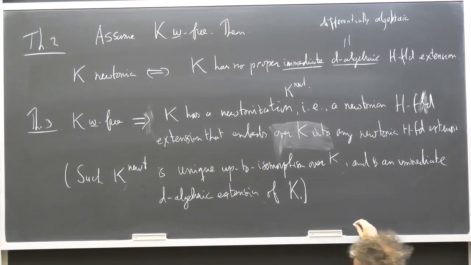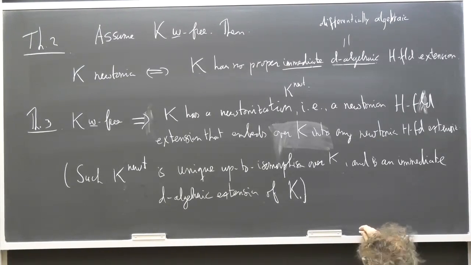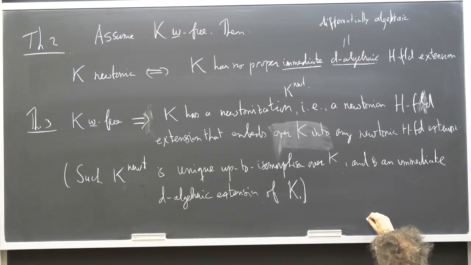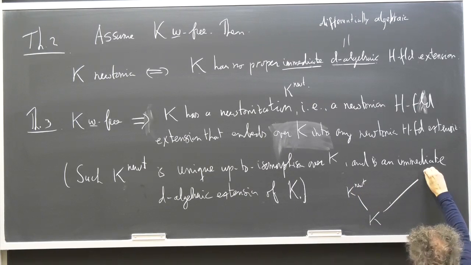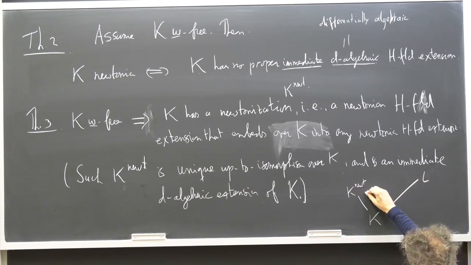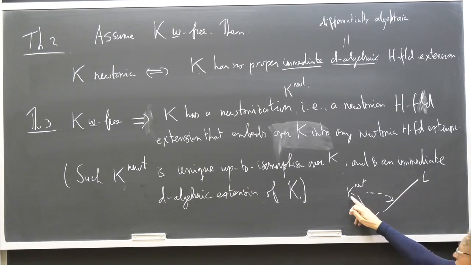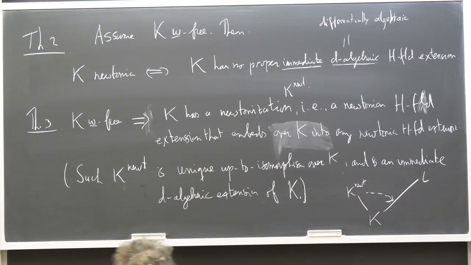So maybe a diagram here would be useful. Here you have K, here you have the Newtonization, and if you have any Newtonian extension, you can always embed it in there. And it's also minimal. I mean, over K there is no intermediate H-field extension that is Newtonian, except, of course, K Newt itself.